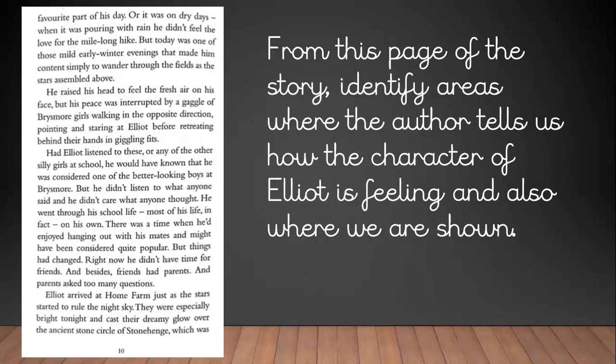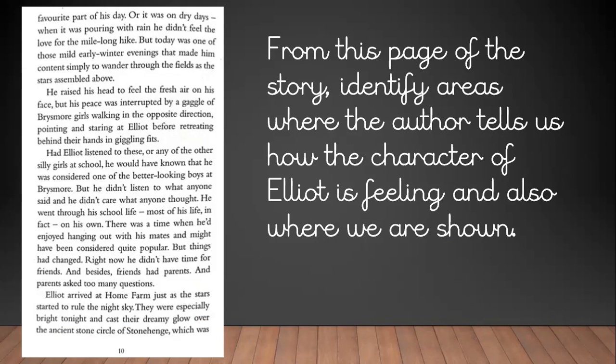So what I'd like you to do, I'd like you to read over this page. This is the second page of chapter 2. And I'd like you to identify areas where the author is telling us how the character feels. So not showing us, telling us how the character feels. I'd also like you to identify areas where the author is showing us how Elliot is feeling.